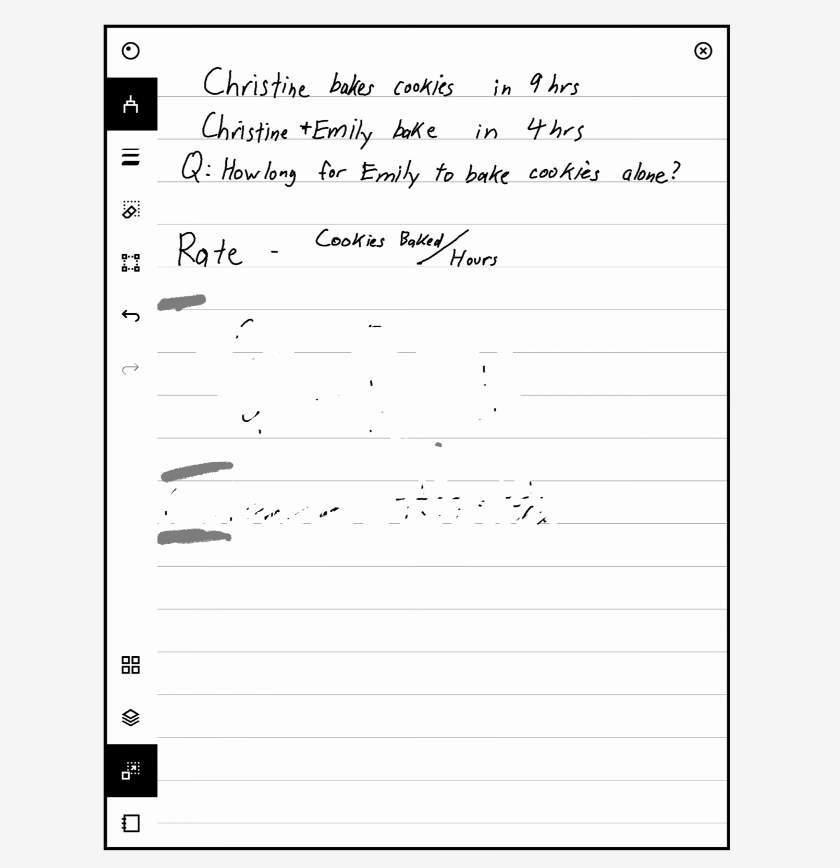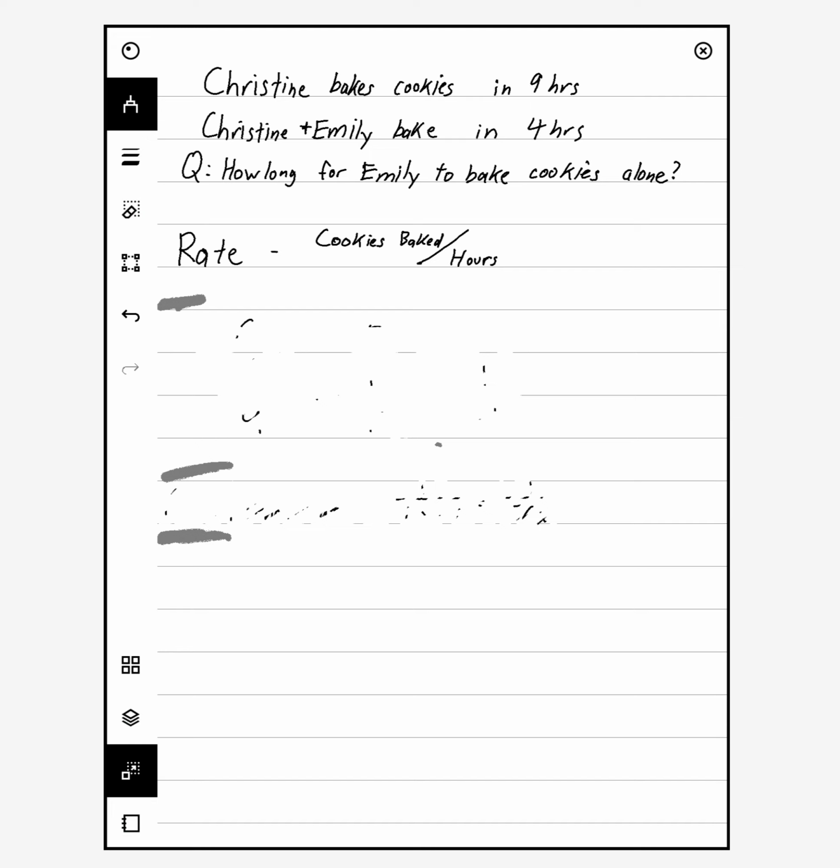All right, we have another word problem here. This time we have a bake sale. Christine bakes cookies for the bake sale in 9 hours. So that's her individual rate. And then Christine and Emily together, when they bake, it takes them 4 hours, because when you have two people helping each other, it takes less time. Unless you have a really bad helper, then it takes more time. But anyway, in this situation, we're assuming that they're both helpful friends. The question is, how long would it take for Emily to bake the cookies if she did it on her own?